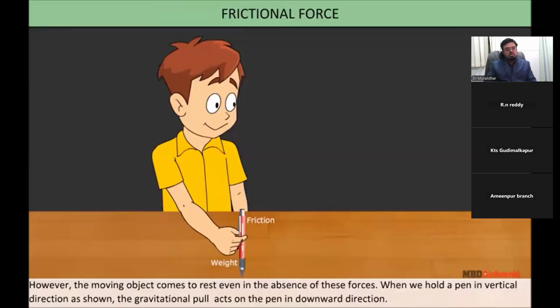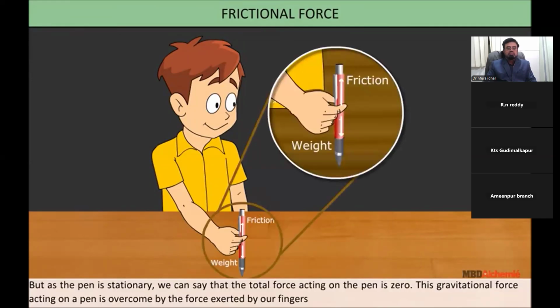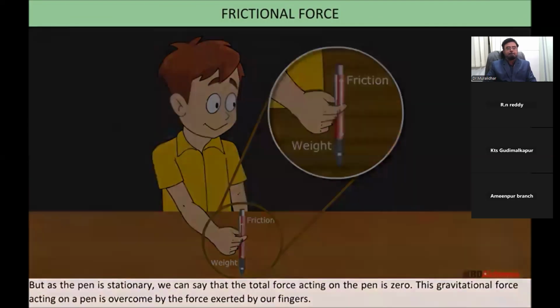When we hold a pen in the vertical direction as shown, the gravitational pull acts on the pen in the downward direction. But as the pen is stationary, we can say that the total force acting on the pen is 0. This gravitational force acting on the pen is overcome by the force exerted by our fingers.